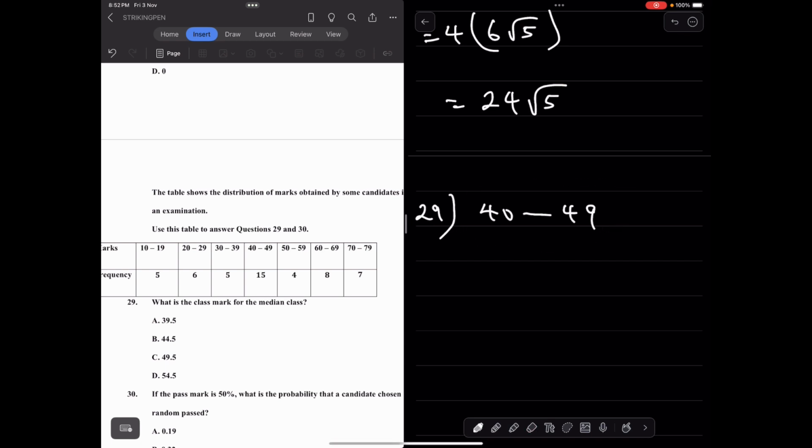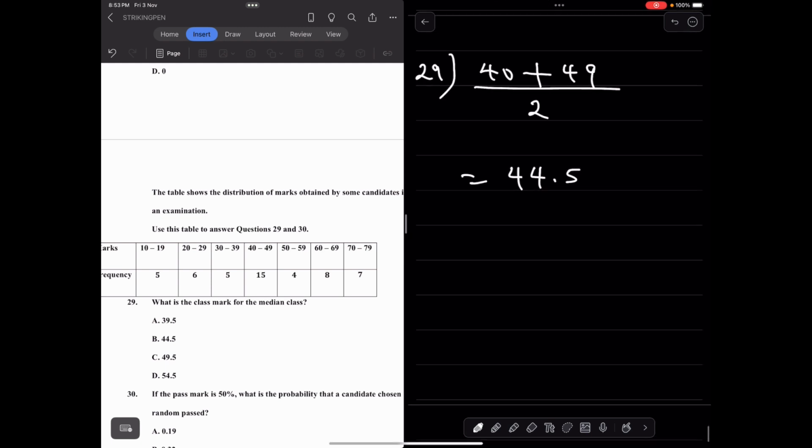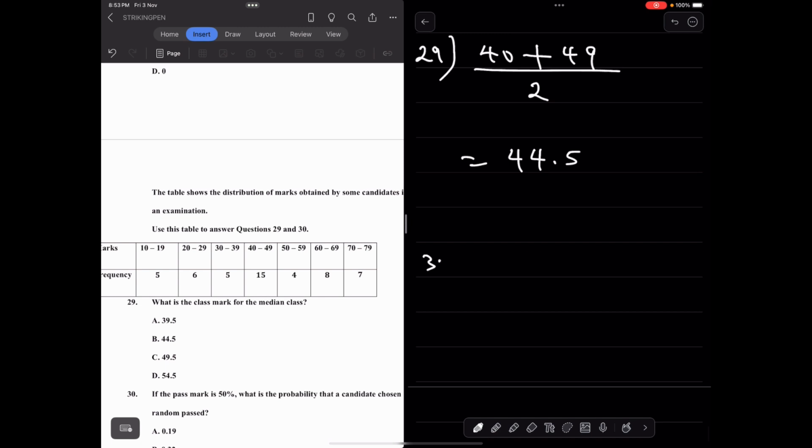So the class mark of that class, which is the median class, is going to be 40 plus 49 over 2, and that's 89 over 2, which is simply 44.5. So the class mark of the median class is 44.5, and the correct option is B.